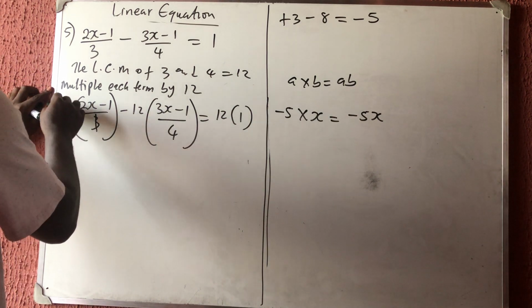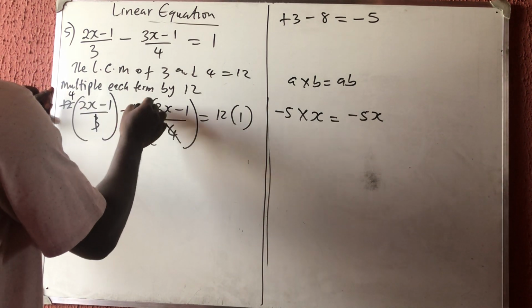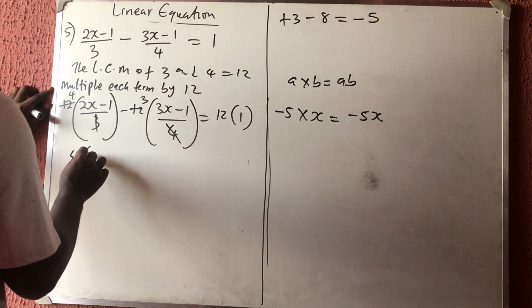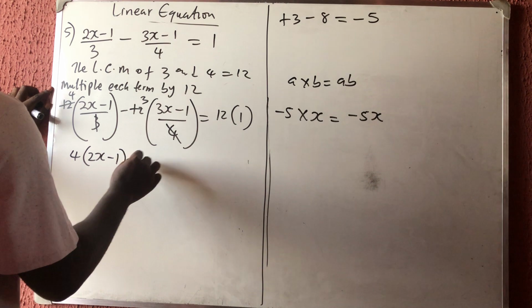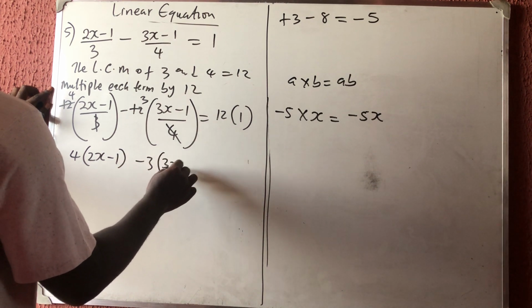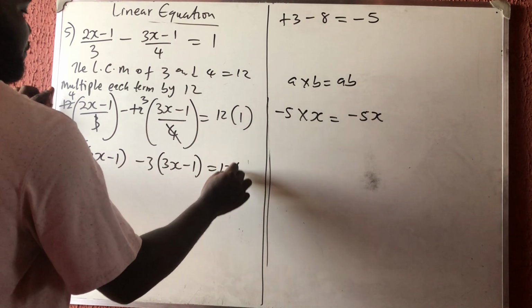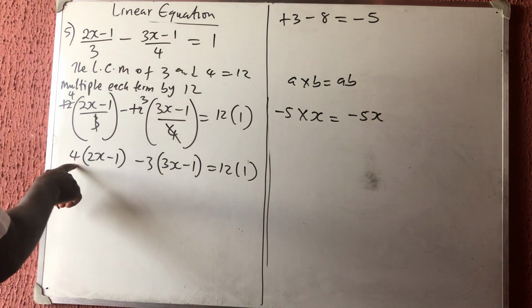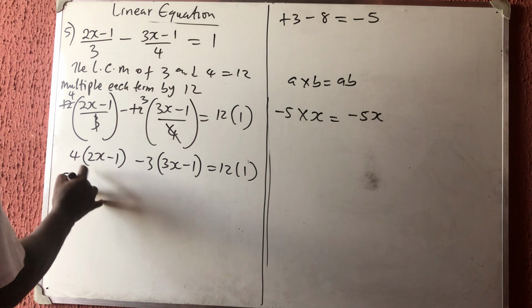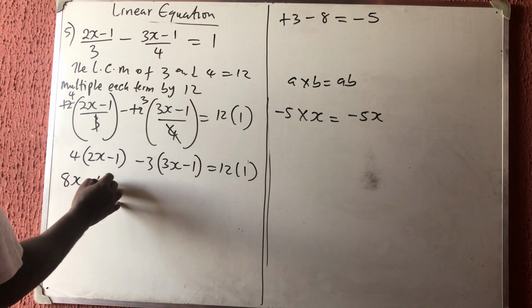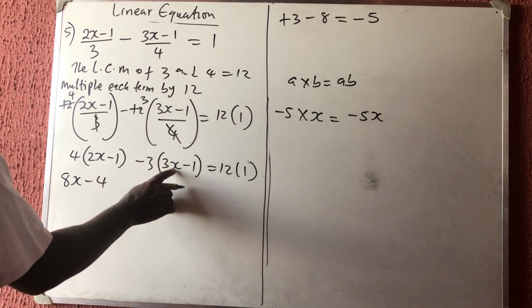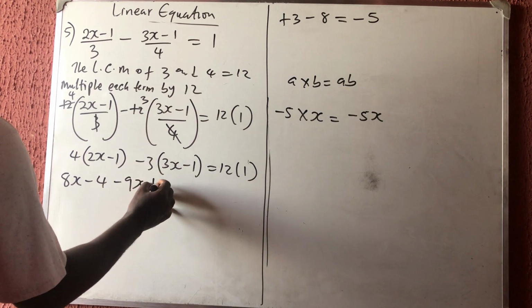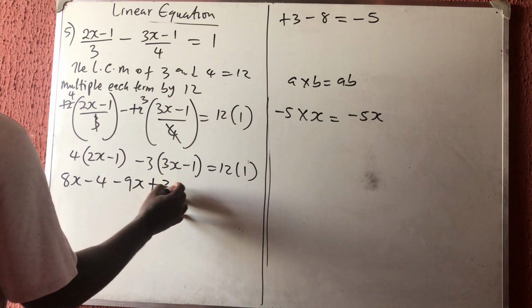Okay, so this into this will give you 4, this into this will give you 3. So I have 4 in bracket of (2x minus 1) minus 3 in bracket of (3x minus 1) is equal to 12 in bracket of 1. So if we now open bracket, this will give you 8x, this will give you minus 4, minus 3 times this will give you minus 9x, minus times minus is plus, 3 times 1 is 3, is equal to what?